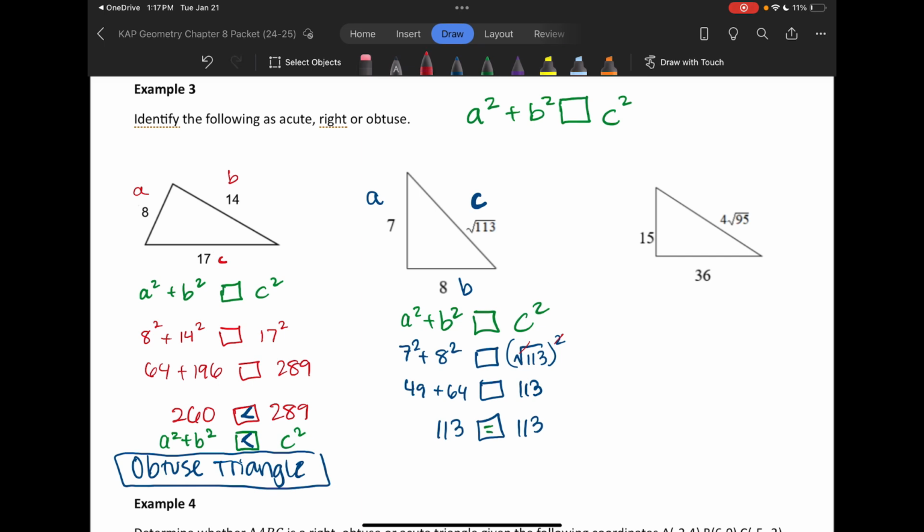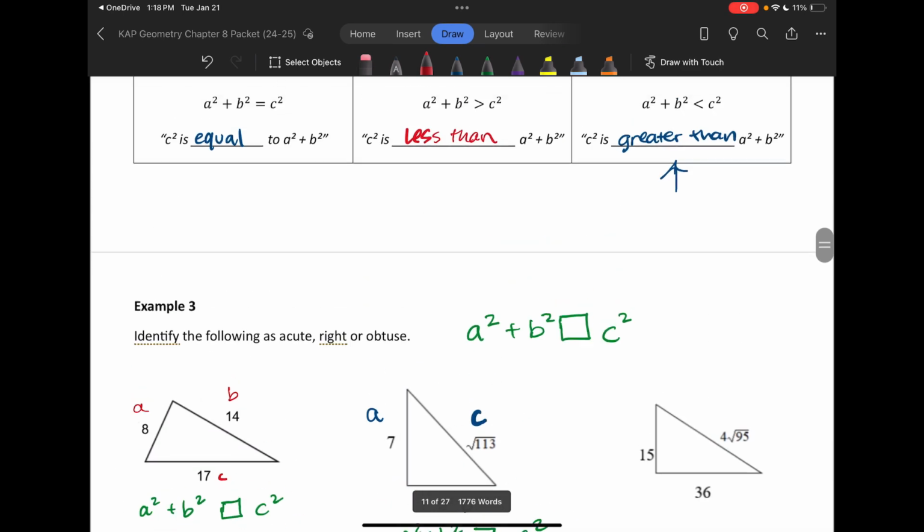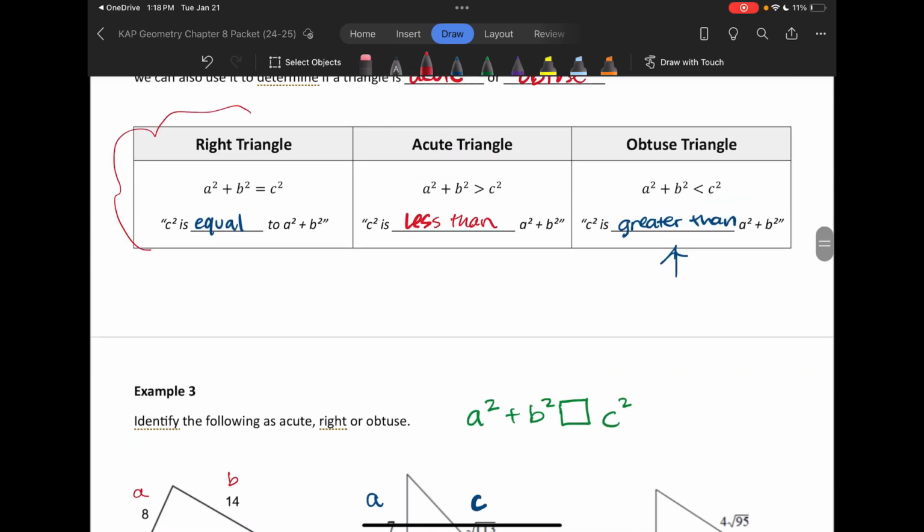So I might as well just fill this in at the top, because I wrote the criteria at the top that we're checking. The a squared plus b squared in this situation happens to be equal. So that means that we are looking at a right triangle. Like we saw above, if they're equal, then it's a right triangle.